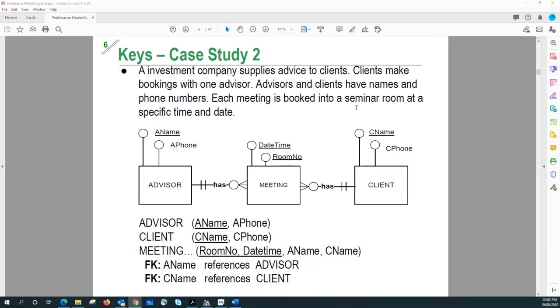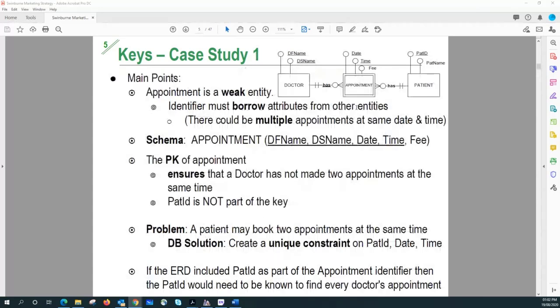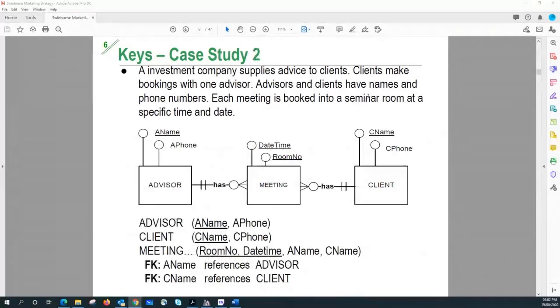Now here in this case, we have advisors and clients, and they make a meeting. It's like the earlier appointment. This time I'm calling it a meeting between advisors and clients, right? So here in this case, there are three strong entities, because here I made an assumption: advisor and client names as primary keys. Actually you can underline the phone number, it's okay.